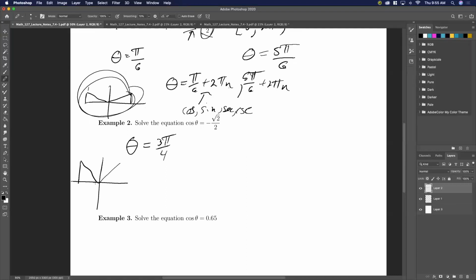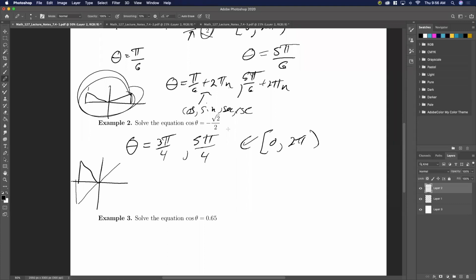And then the next time it's negative would be here, at pi. So here's 3 pi over 4, here's 4 pi over 4, so let's do 5 pi over 4. So my two ones here are 3 pi over 4 and 5 pi over 4. Actually, let me just write it all as one this time. So these are my solutions in the area from 0 to 2 pi. Okay.